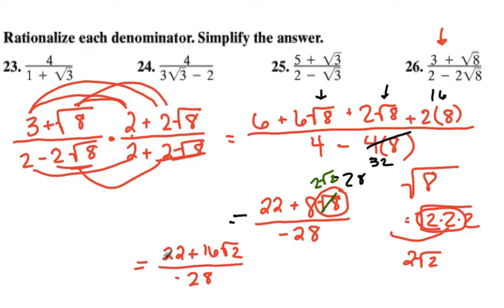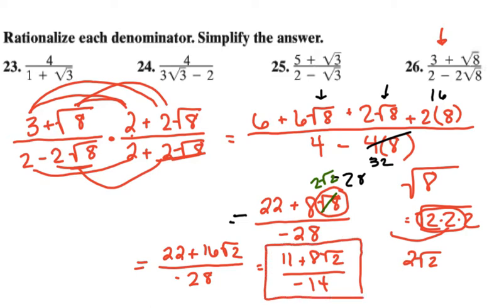Is there a like factor between these terms? You bet, they're all even. So we can divide a 2 out, which then leaves us with 11 plus 8 root 2 divided by negative 14. And this is your final answer. Okay, so that was a lot of different things combined into that one problem.